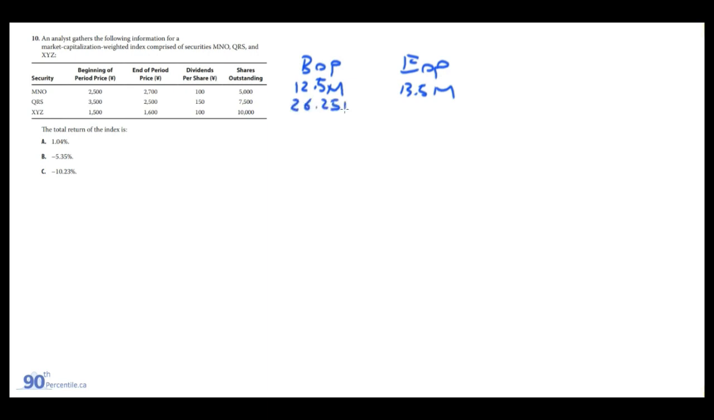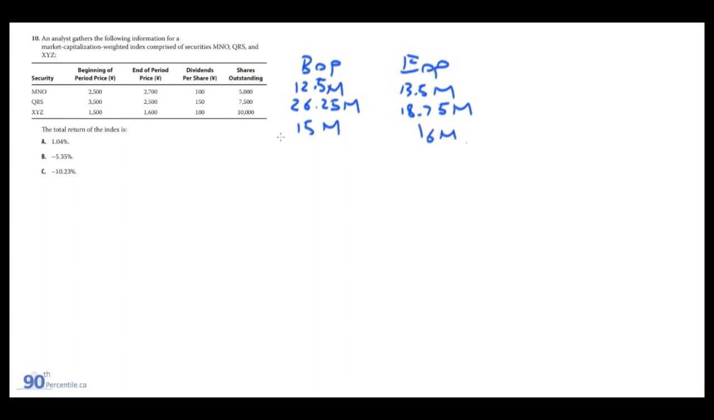26.25 mil in the beginning of the period, and then the end of period, the share price tanked. So it's going to be the 2,500 times the 7,500, 18.75 mil. And then XYZ, same kind of concept, right? It's going to be 1,500 times 10,000, 15 mil, and then 1,600 times 10,000, 16 mil.